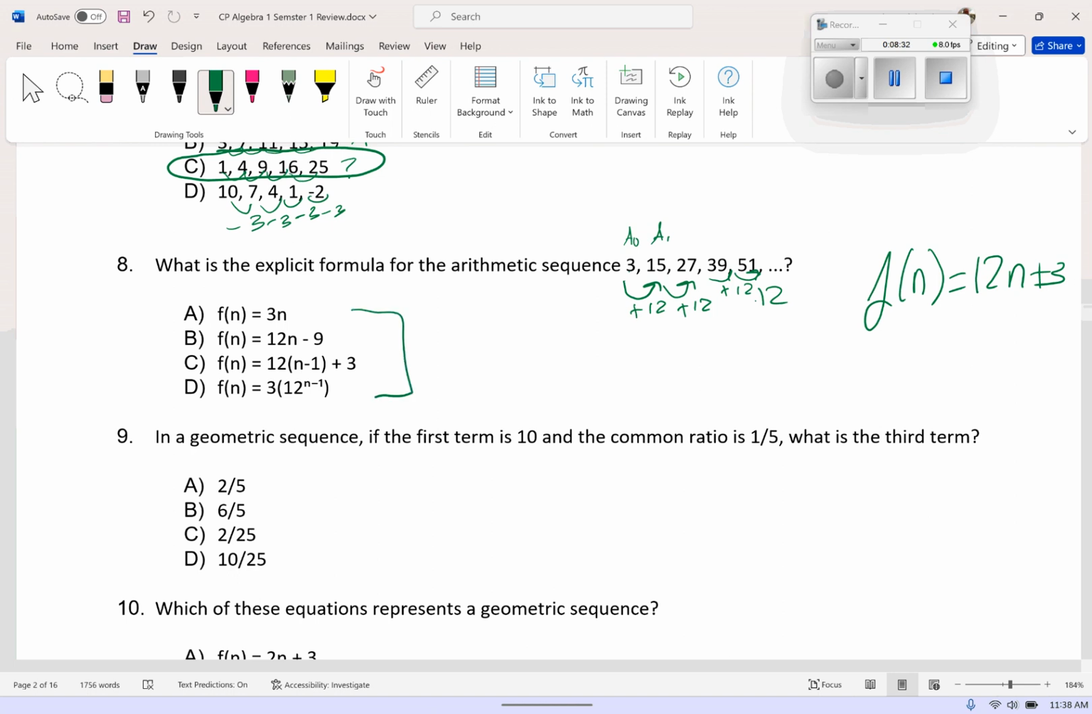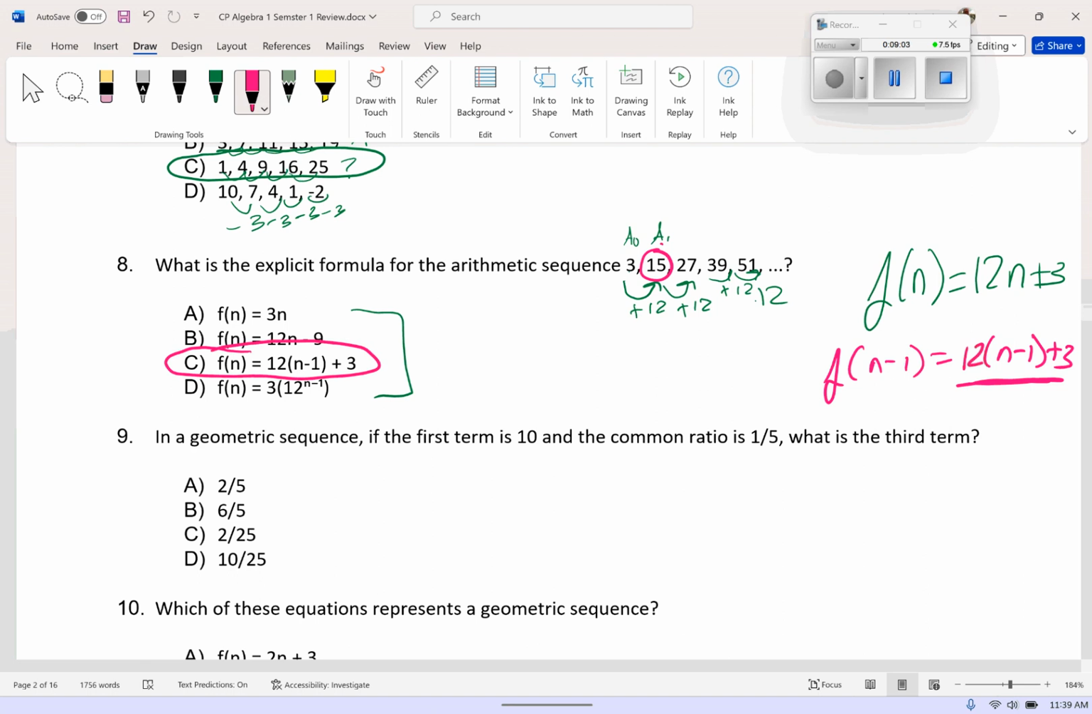But look, our answer is not there. So what did we do wrong? Well, if we recognized that if I had a 0 term, that's fine. But if I went to the first term, realize I'm going to have f at n minus 1, basically. Okay, remember that? If I do it with the first term, not the 0 term, the first term, does this look like any of the equations? Yeah, it's letter C.